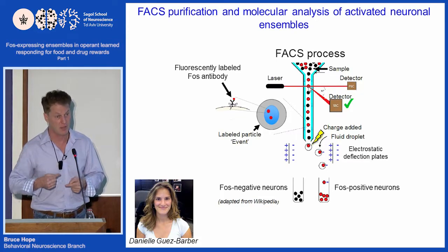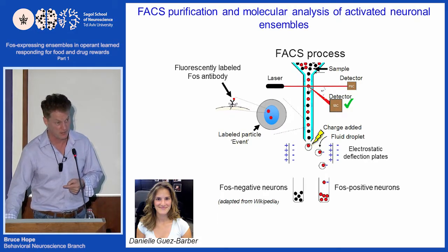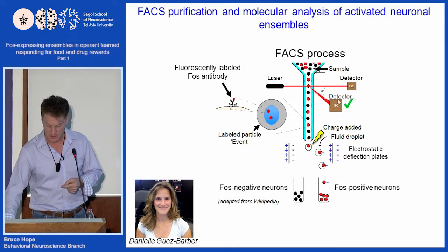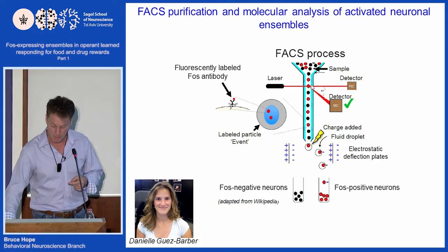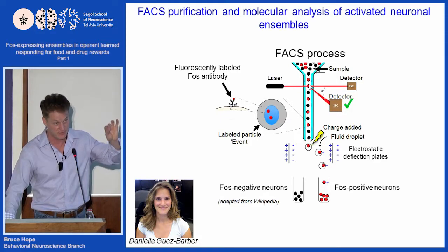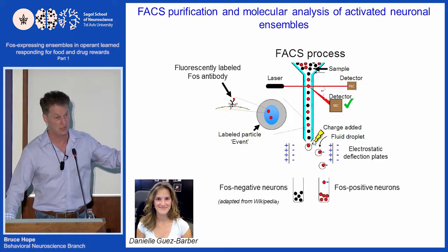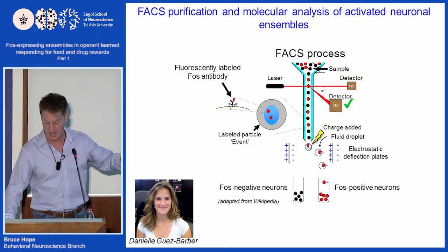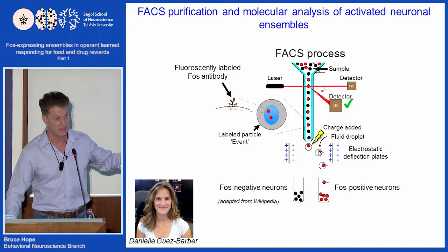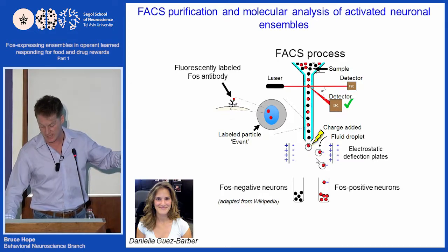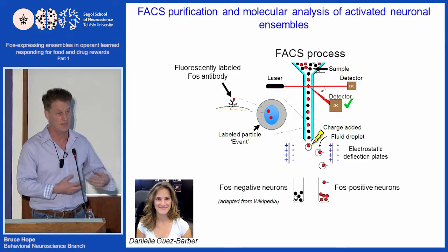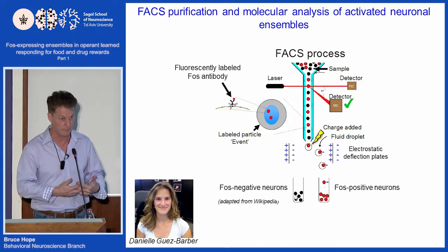So if they have a lot of fluorescence that's correlated with Fos expression, then once they pass a certain position and it determines that this is a Fos-expressing neuron, it tells the other end of that flow cell to add a charge to this particular cell, not the other ones. And then as it passes between two electrostatic deflection plates, it will guide that particular Fos-expressing cell into one tube, whereas the remainder will go into the other tube. This is how we separate Fos-positive and Fos-negative neurons.